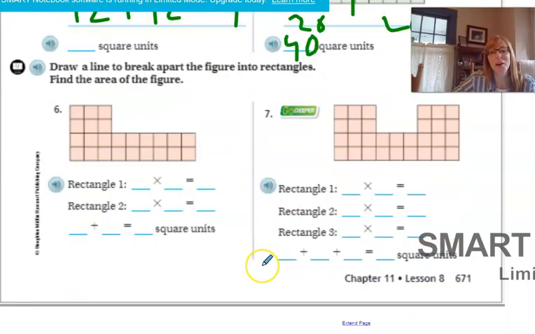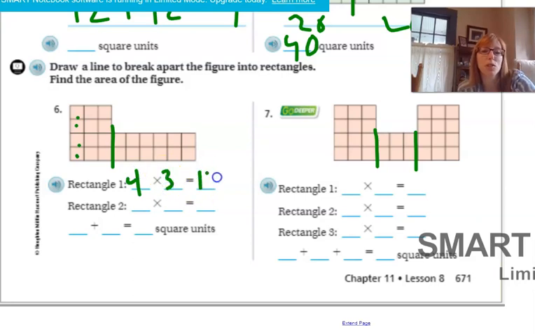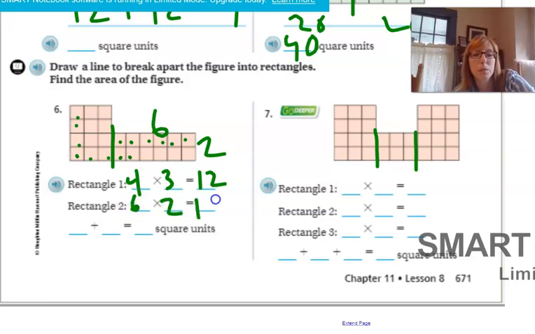Those ones were fun. All right, so let's do our next one. I'm going to go straight down. Oh, this one's neat. I'm going to go straight down here and straight down there. Okay, figure them out. Did you get 4 times 3, which is 12? And then did you get 2, 3, 4, 5? Oh, what am I doing? 1, 2, 3, 4, 5, 6 times 2, which is 6 times 2, which is 12. And 12 plus 12 would give you 24.